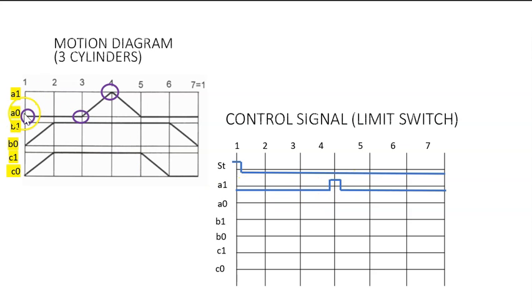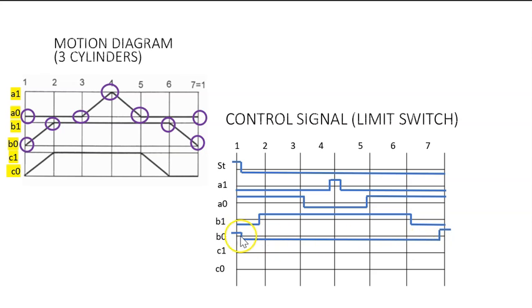Then for A0 we have 1, 2, 3, and then 5 to 7, and we just complete this line. For B1, it touches at 2 until 6, and then that's all, so we complete the line here. B0 touches at 1 and also at the last one, so you have 1 here and the end here, then you complete the whole line. For C1, you touch at 2 to 5, and then you complete the line.